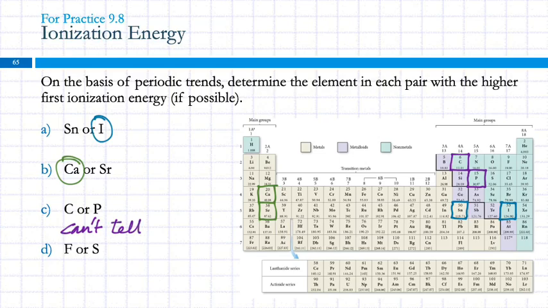And then fluorine or sulfur. So here we have fluorine, and here we have sulfur. Again, this is a diagonal, but it's the diagonal the other way. The trend is as we go across, they get smaller. That predicts that fluorine is smaller. When we go down, they get bigger, so that also predicts that fluorine is smaller. So fluorine's smaller, so fluorine has the higher ionization energy.